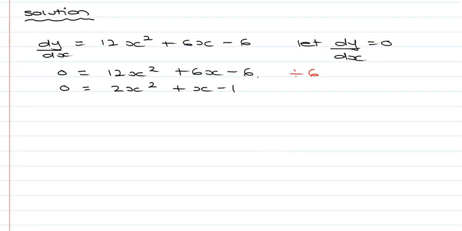Now, factorizing when the value of a is greater than 1, I don't use the cross multiplication method. I use it by breaking down the middle term, the b term, which is 1x. I also find those values by looking at the c term and going, right, I need two numbers that multiply together to make 2 times minus 1, that add together to make the coefficient 1 here. So those numbers must be minus 1 and positive 2.